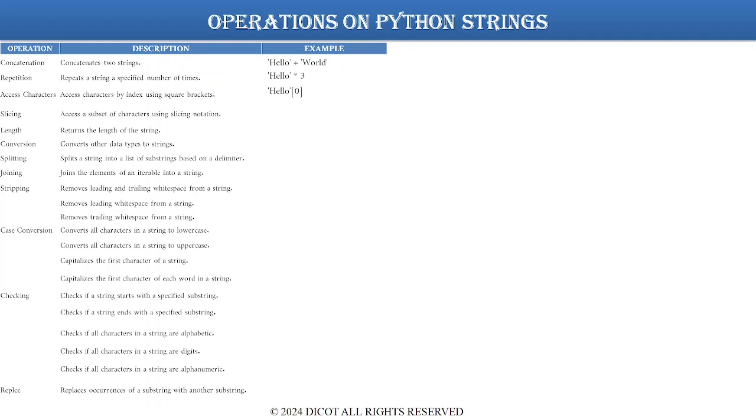Slicing accesses a subset of characters using slicing notation. "Hello"[1:3] in square brackets will be "el". Length returns the length of the string. len("hello") will be 5 as hello has 5 characters.